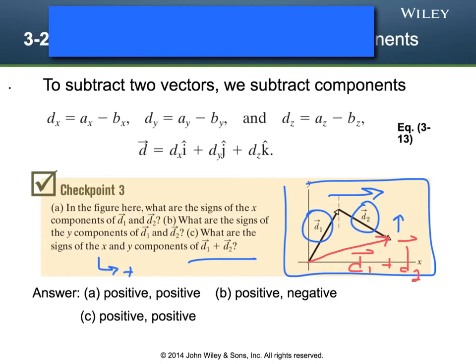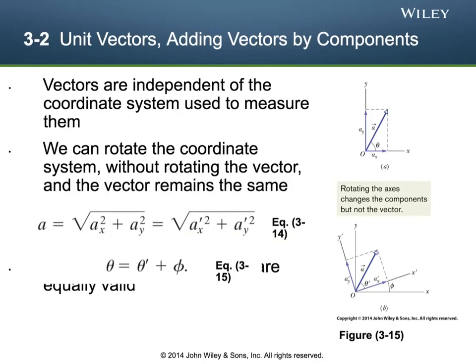This can be done graphically or just analytically reasoning through the different components of the vectors. Vectors are independent of the coordinate system used to measure them. And so we can rotate coordinate systems without rotating the vector, and the vector remains the same. And you've seen this. Think back to when you first learned dynamics and you drew free body diagrams, especially with objects on an inclined plane.